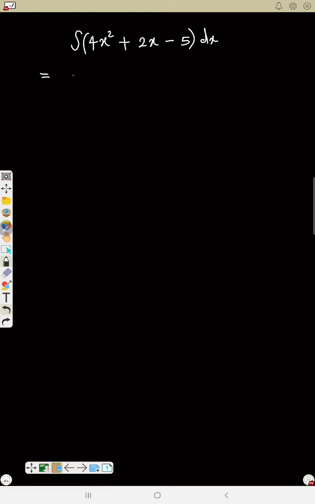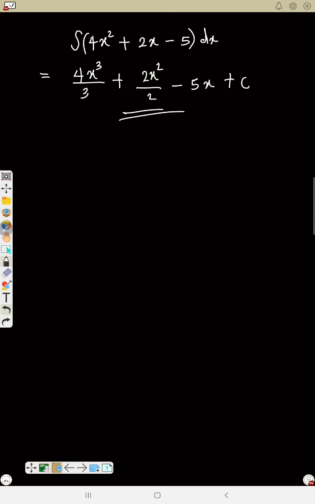We say this is 4x cubed over 3. Remember, we said we're adding 1 to the power. Then plus 2x squared over 2. How? Because the power here is 1, so we say 1 plus 1. Then minus 5x plus c.